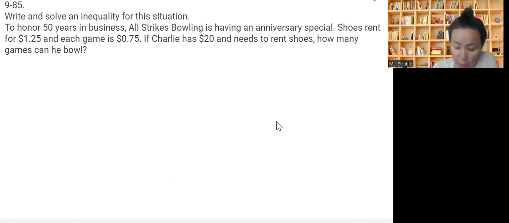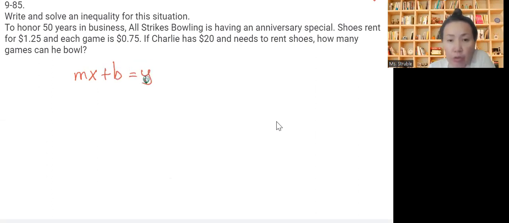Okay, so let's write our slope-intercept equation first. So we know that mx plus b equals y, right? So that's our slope-intercept form. And in this case, m is our rate, which is going to be 0.75x. And b is the starting price, which is 1.25.